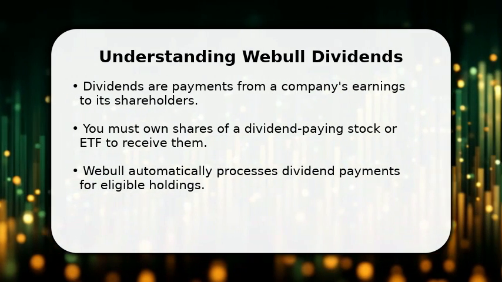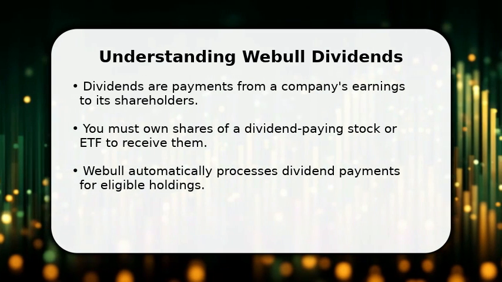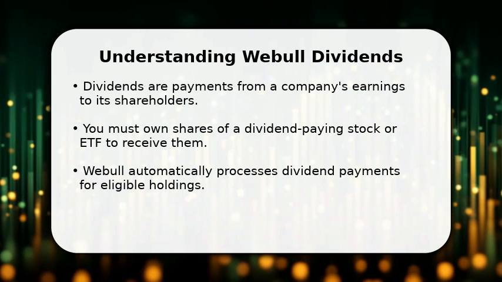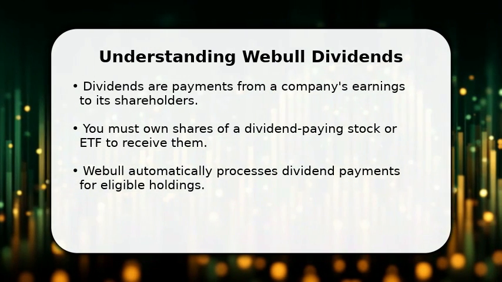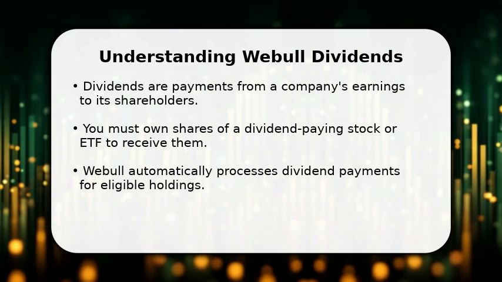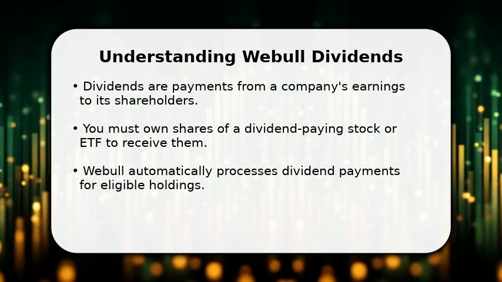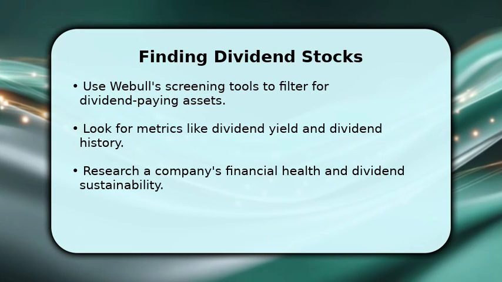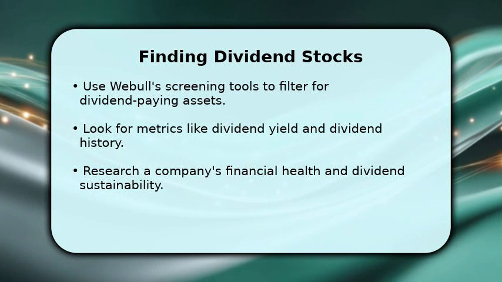To receive these payments through Webull, the fundamental step is to own shares of companies or exchange-traded funds that are known to pay dividends. Webull handles the entire process automatically once you hold these eligible assets in your account, making it straightforward for investors. Finding dividend-paying investments on Webull is quite simple.